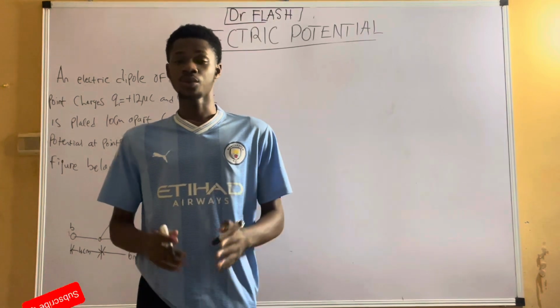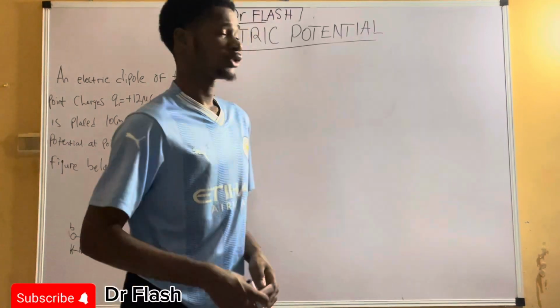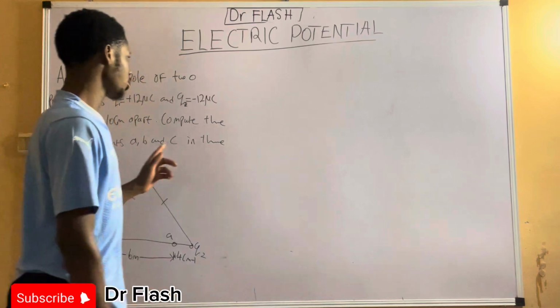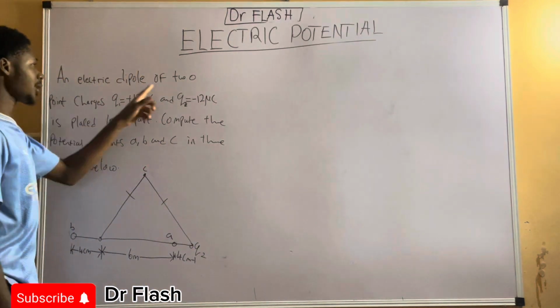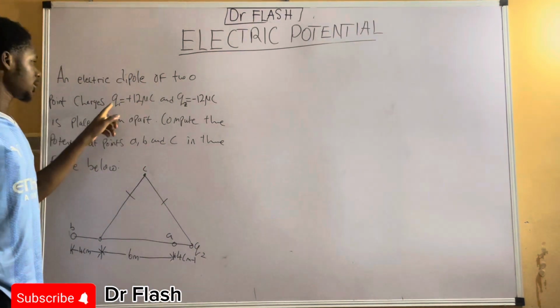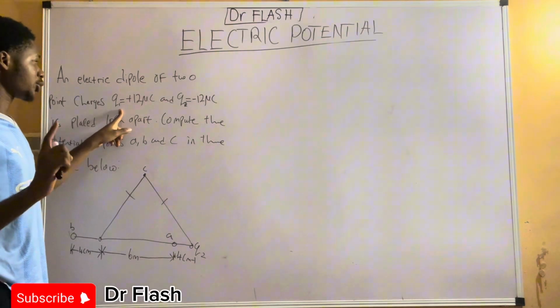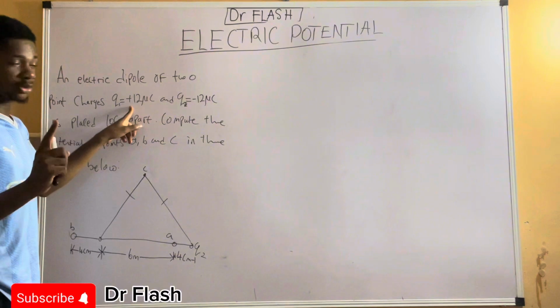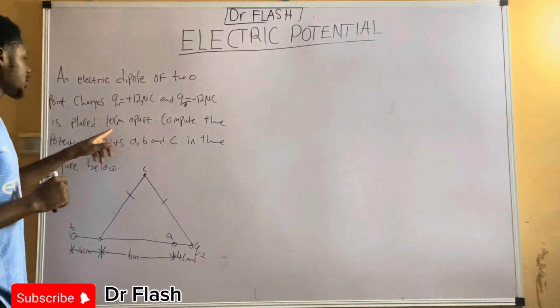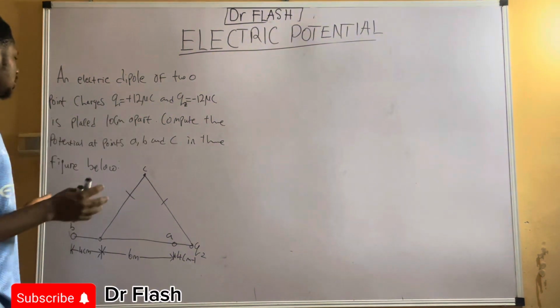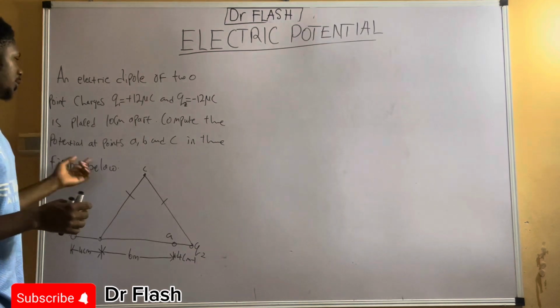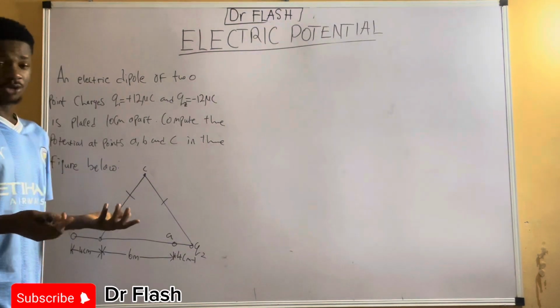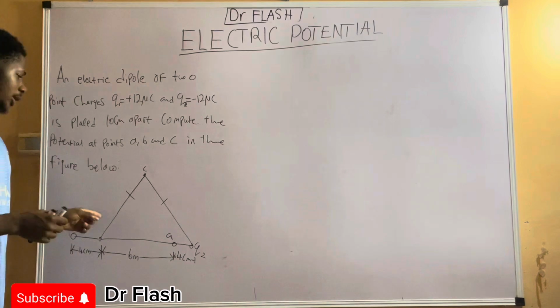In this video, we're going to be solving a problem on electric potential. The problem is on the board and it states: an electric dipole of two point charges, Q1 equals plus 12 microcoulomb and Q2 equals minus 12 microcoulomb, is placed 10 centimeter apart. Compute the potential at points A, B, and C. By potential, I mean electric potential. In the figure below, and here is the figure.